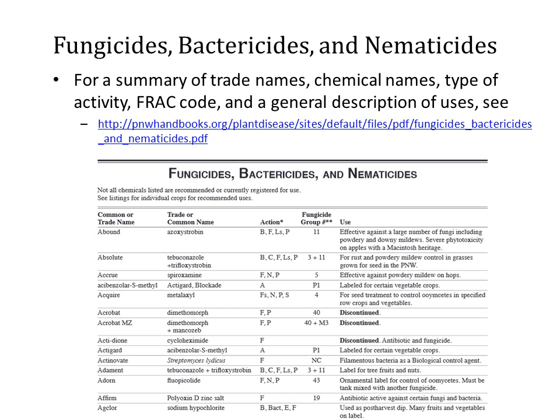A good general reference on conventional and organic fungicides, bactericides, and nematicides is available at this link from the Pacific Northwest Plant Disease Control Handbook. It lists trade names, chemical names, the type of activity. Does it control bacteria, fungi, something else? The FRAC code for resistance management, and a general description of uses. Again, this reference is quite valuable for understanding who some of the fungicides and bactericides out there are, and how they are used.